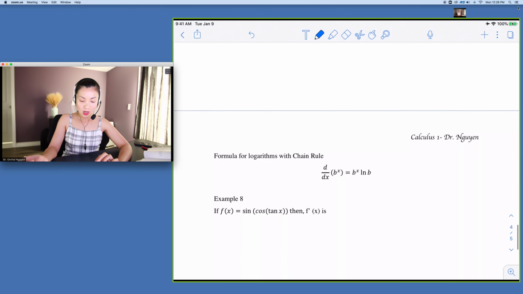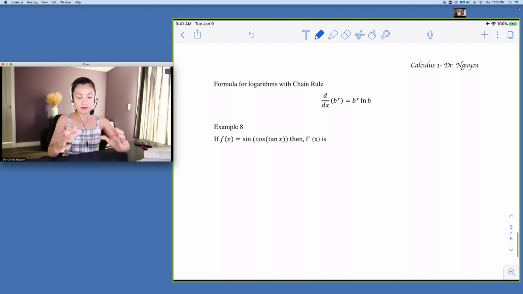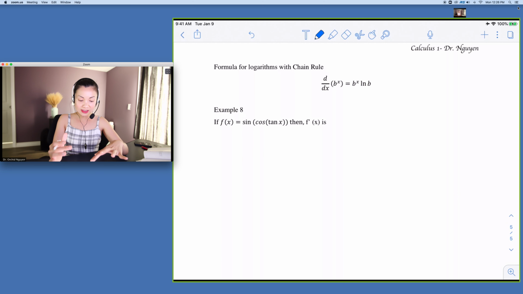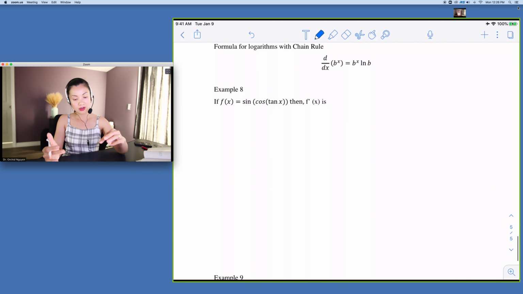Okay. All right, let's take care of the log function with chain rule. So you see that if we have the derivative of b to the x power, it's going to be itself, b to the x power, just like the e function, and then you have to multiply by ln b. Okay, now check this out. You see we have sine of cosine of tangent. So we have 3 different functions, so you're going to have to take care of them one by one.